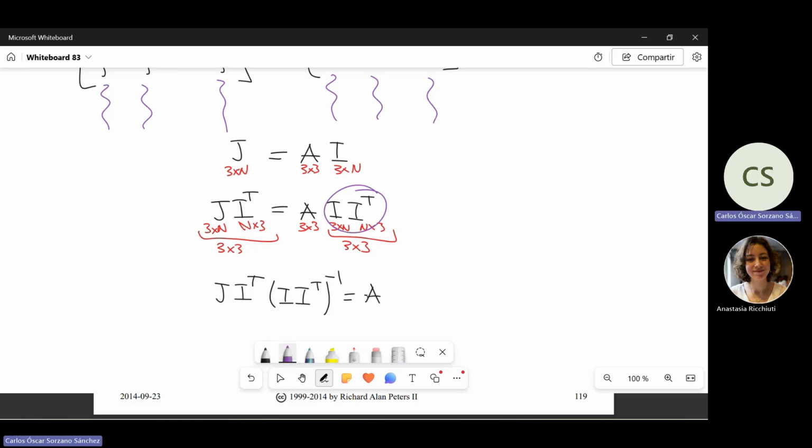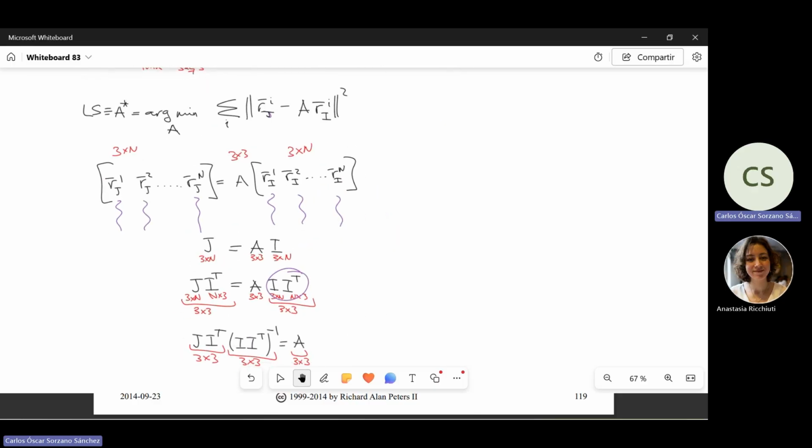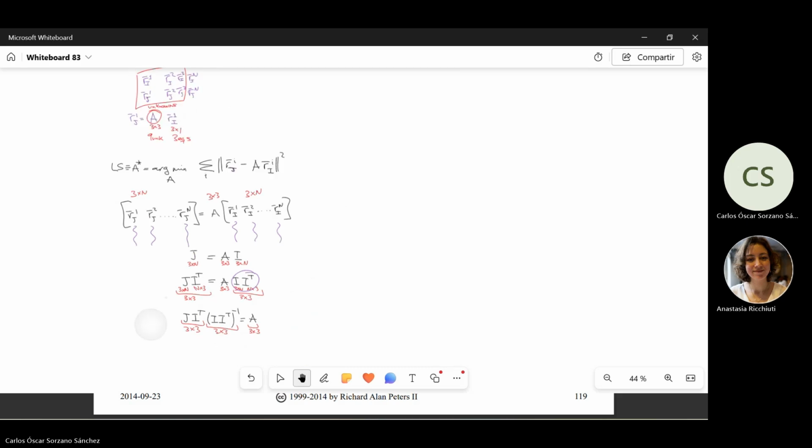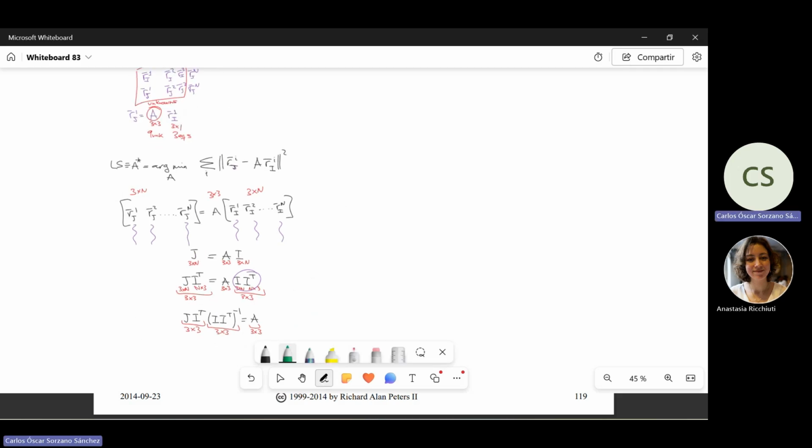And let's put sizes again. So this whole thing is 3 times 3, and this one is also 3 times 3. So the matrix A is also 3 times 3. So this is consistent. Now what we have not shown is that this calculation, which is relatively simple, is the one that minimizes this. This one here is the one that minimizes all those modules. We have not shown that.